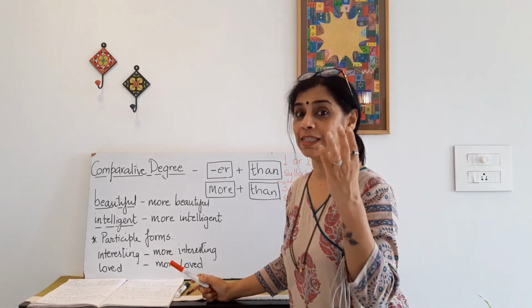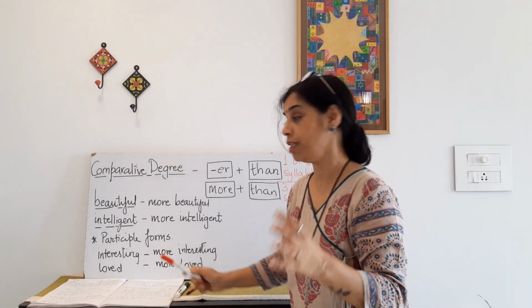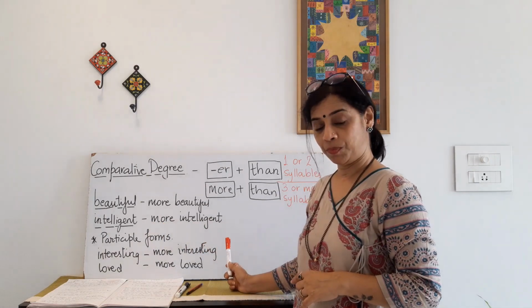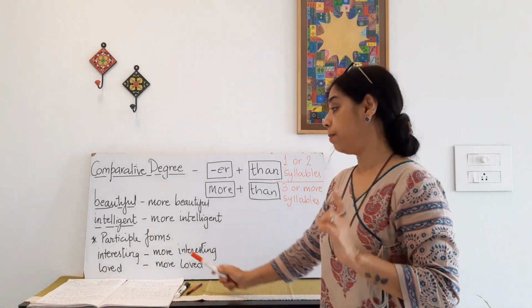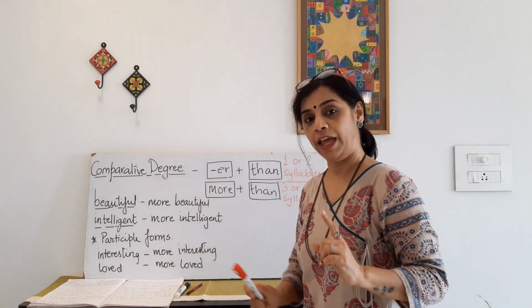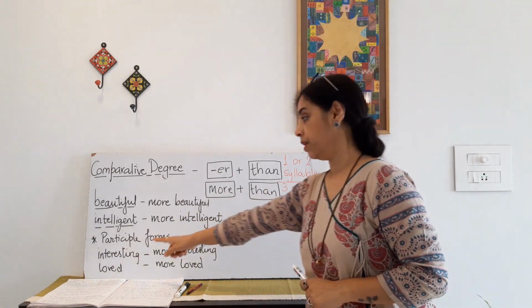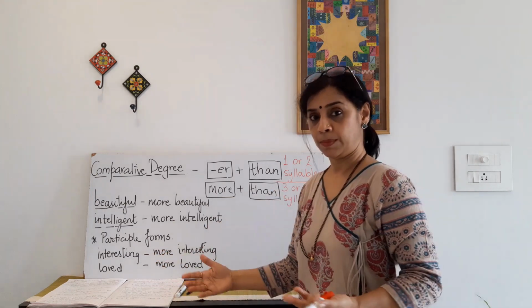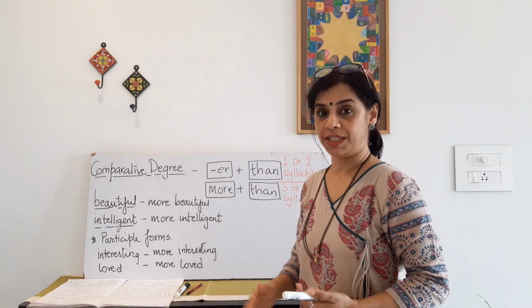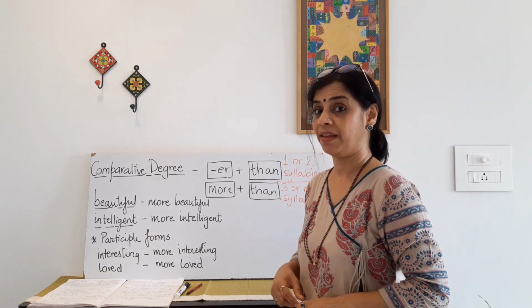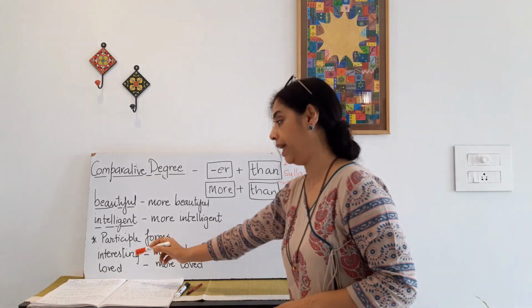Intelligent has 4 syllables, so more intelligent. There is another way. If there are participle forms, then you also have to add more and than. Interesting: this book is more interesting than the movie. The book is more interesting than the movie.